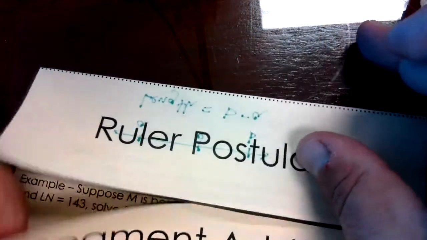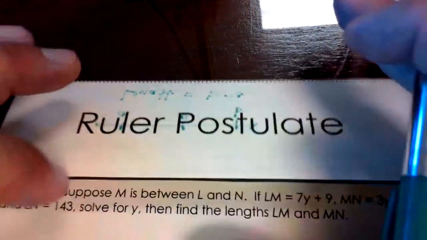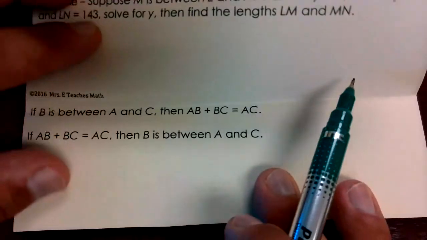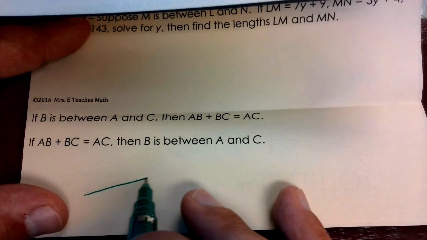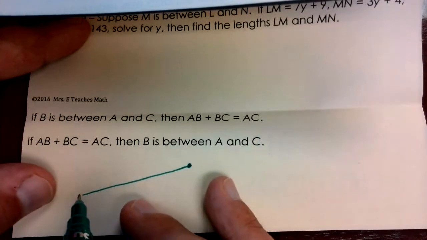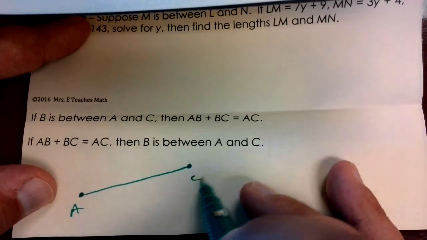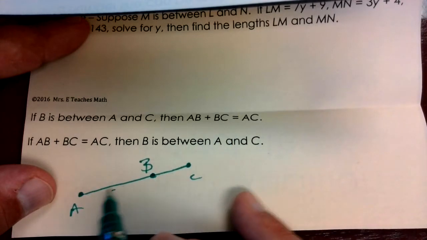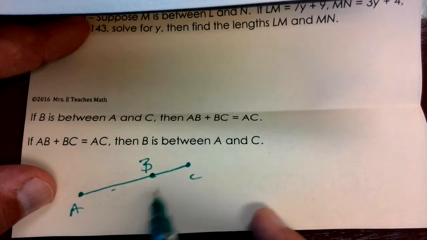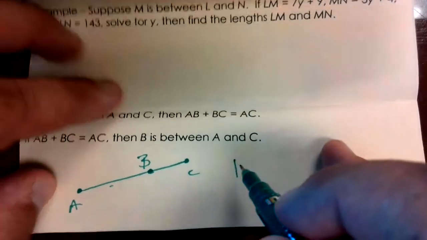Now the segment addition postulate, this rule, it's right down here. B is between A and C, AB plus BC equals AC. What this is going with is I've got this segment, A and C, B is in the middle. And if I take this part plus this part, it equals the whole thing. And that's the big part of this.